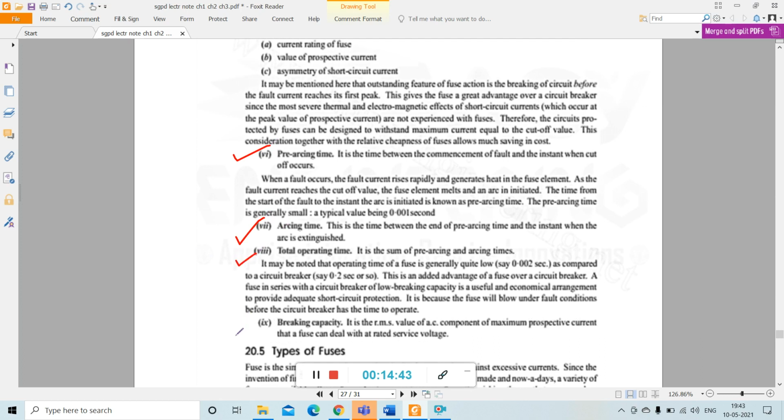And the last term is the breaking capacity. So it is the RMS value of the AC component of maximum prospective current that a fuse can deal with at rated service voltage. So this is the breaking capacity of a fuse. So these are all the different technical terms related to fuse. In the next class we will continue with types of fuse.